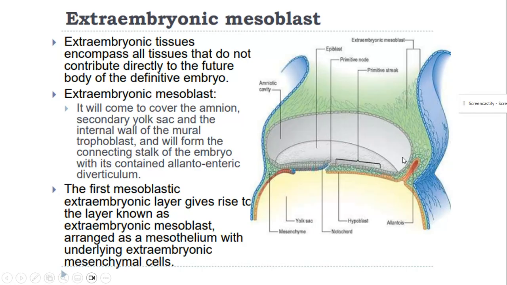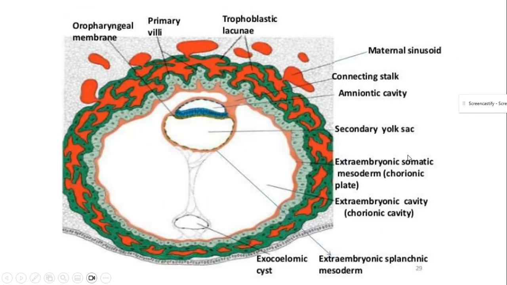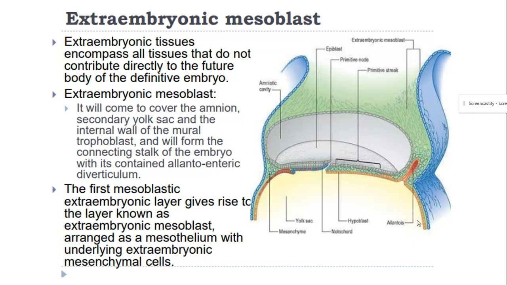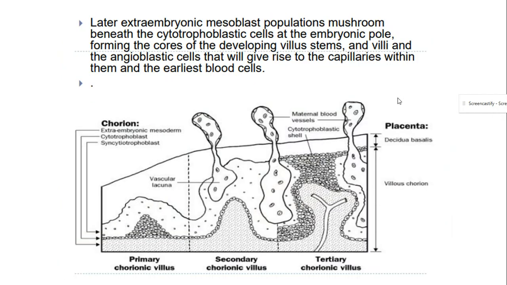This is the amniotic cavity. As you can see, from this we went to this, right? So we have primitive streak formation, which actually started happening. We just saw. We have mesenchyme, we have notochord right here, right? We have allantois, we have the primitive streak right here, we have the primitive node, we have epiblast. This is the epiblast. This is the extra embryonic mesoblast, yeah? The first extra embryonic layer gives rise to the layer known as extra embryonic mesoblast. So now we have the formation of an extra layer arranged as mesothelium with underlying extra embryonic mesenchymal cells, right? So we have extra embryonic mesenchymal cells.